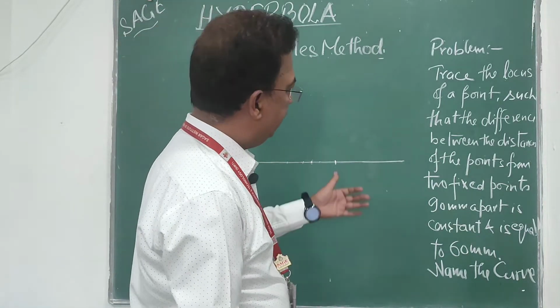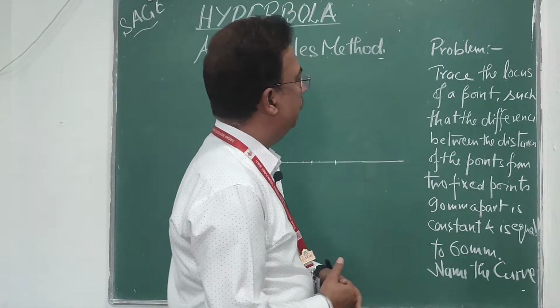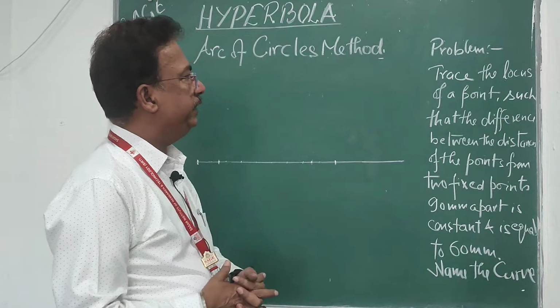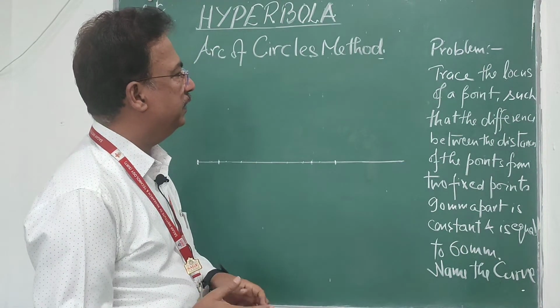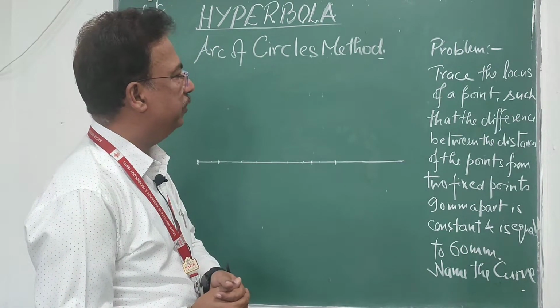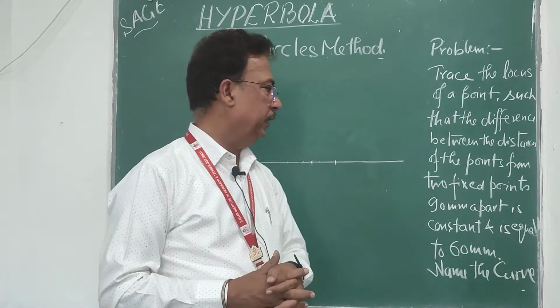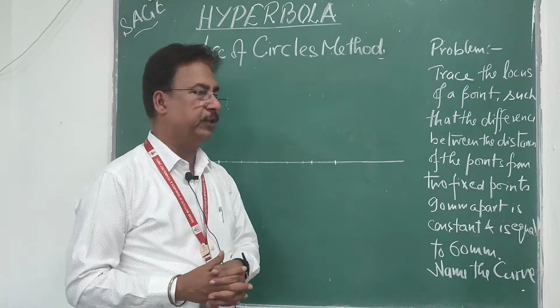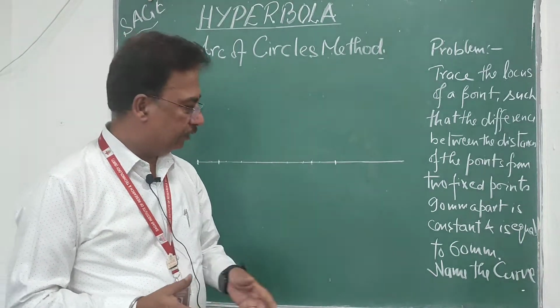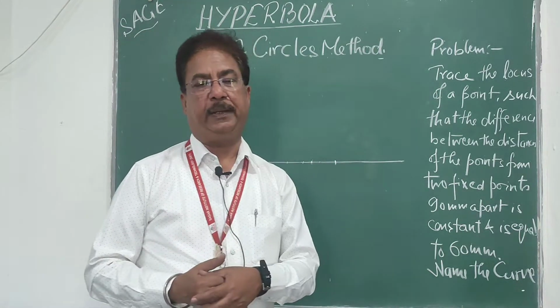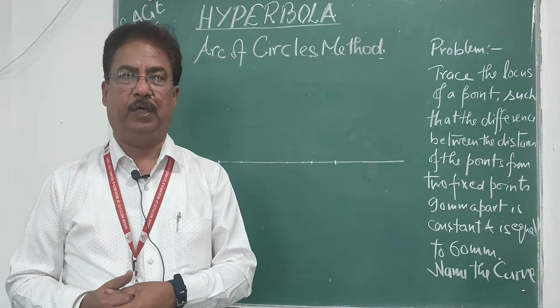So in the same definition form I have taken this problem. In the problem they are saying: trace the locus of a point such that the difference between the distances of the point from two fixed points 90 mm apart is constant and is equal to 60 mm. They also ask for the name of the curve, so the name of the curve will be a hyperbola.